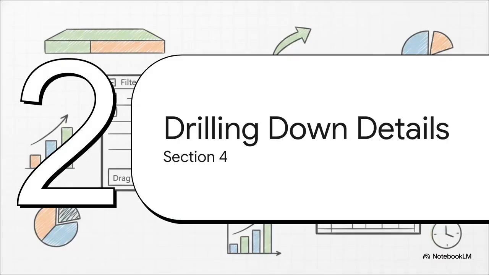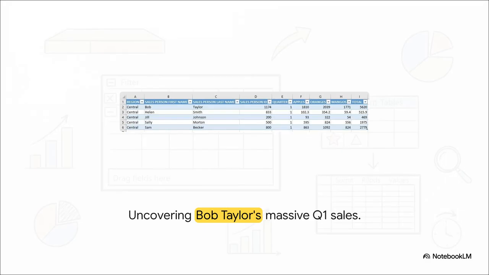Moving into section 4, drilling down for details. We have our high-level summarized numbers, which is great, but now we need to do some detective work to uncover the why behind those numbers. Picture this. You're looking at your summary, and you notice the central region's first quarter results are just massive compared to everywhere else. And you naturally wonder, why?